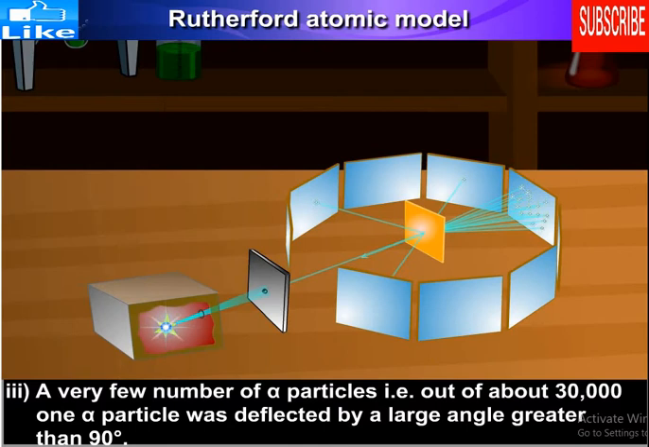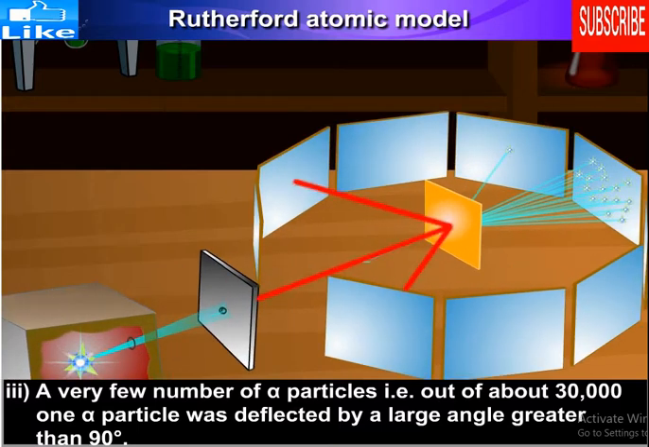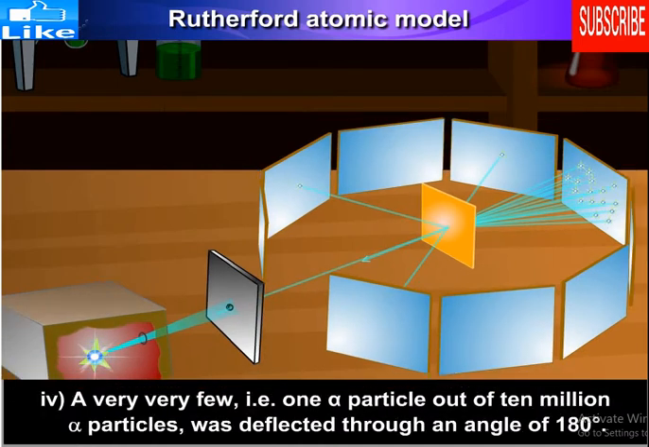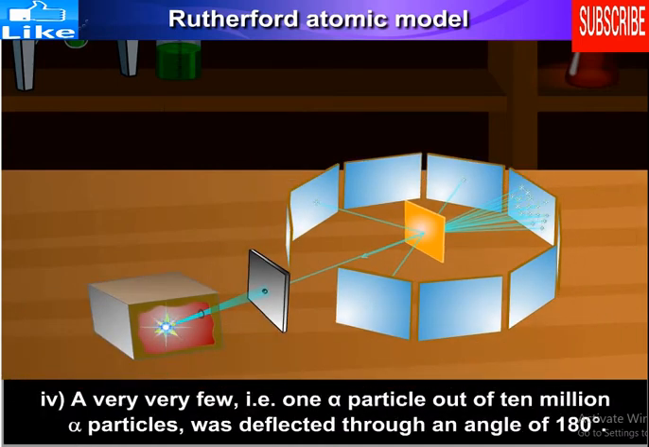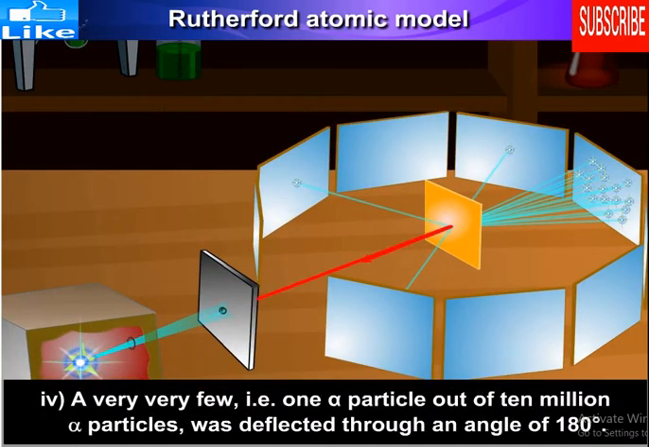3. A very few number of alpha particles, that is, out of about 30,000, one alpha particle was deflected by a large angle greater than 90 degrees. 4. A very few, that is, one alpha particle, out of 10 million alpha particles, was deflected through an angle of 180 degrees.